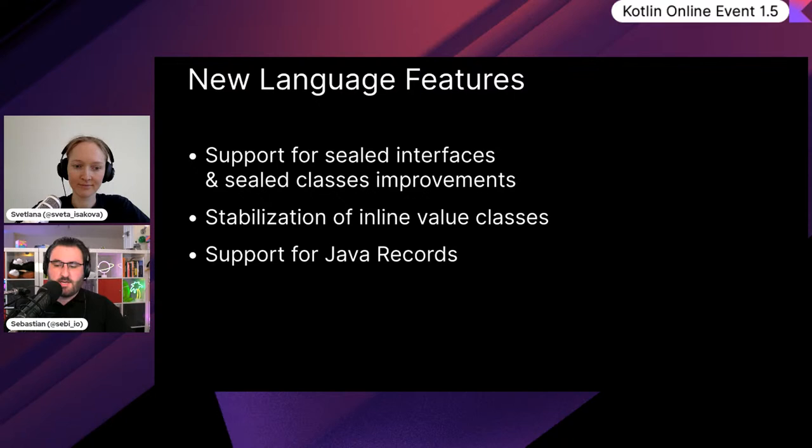Yeah, before we start, I want to emphasize that the latest release, if you look closer at it, is really connected to supporting or making use of the latest JVM features, like sealed classes on JVM or Java records, or value classes, which in the future are going to employ the functionality of the Valhalla project. But now let's discuss a couple of these features and start with the sealed interfaces and sealed classes improvements.